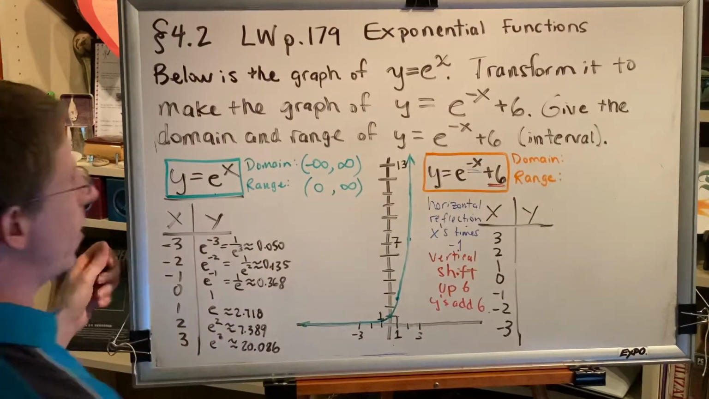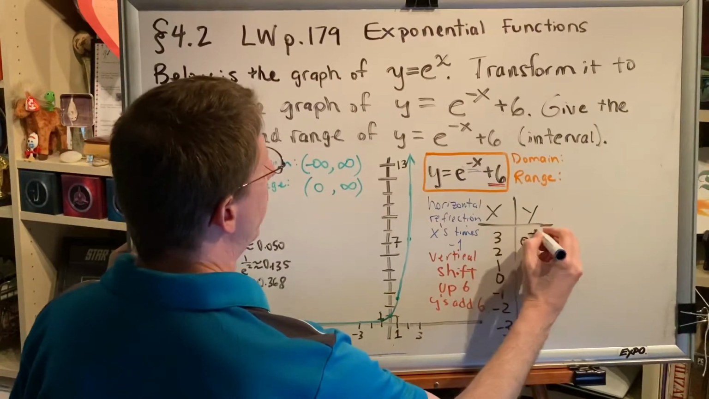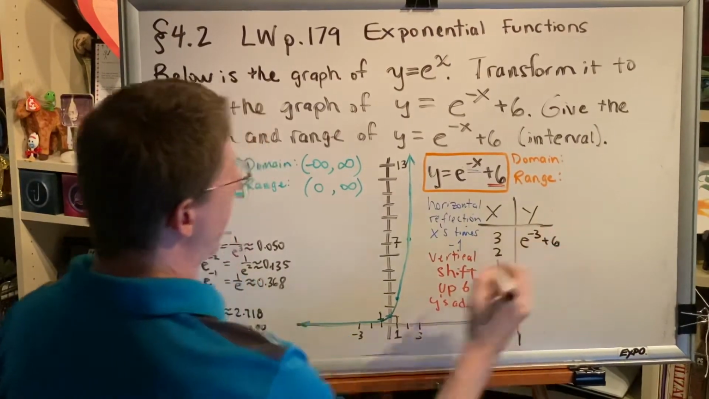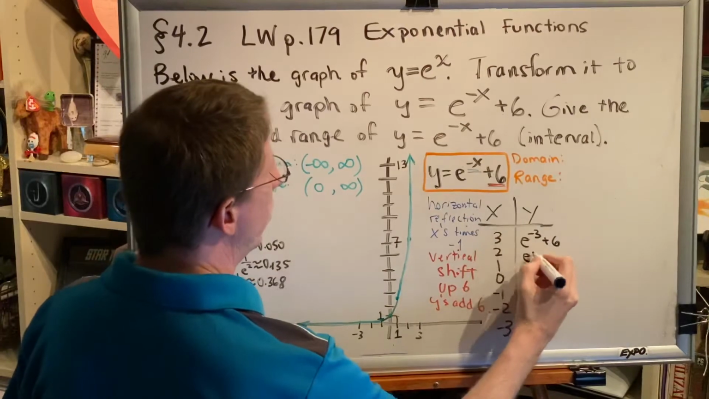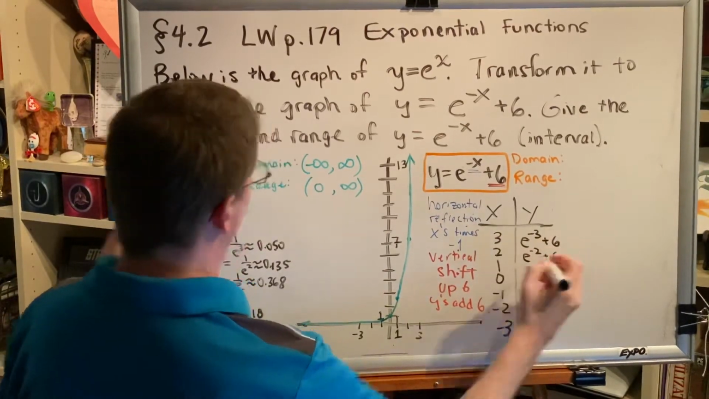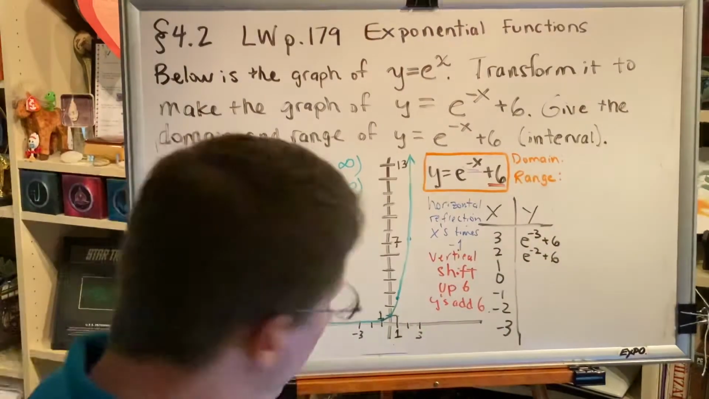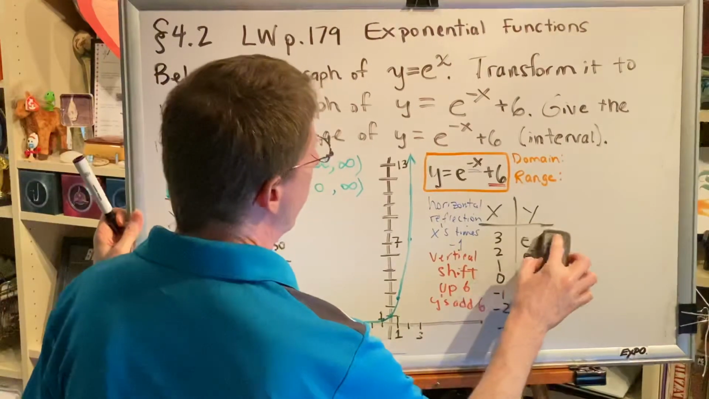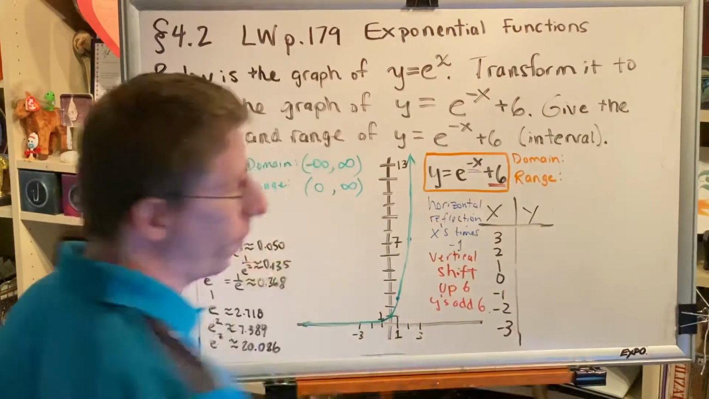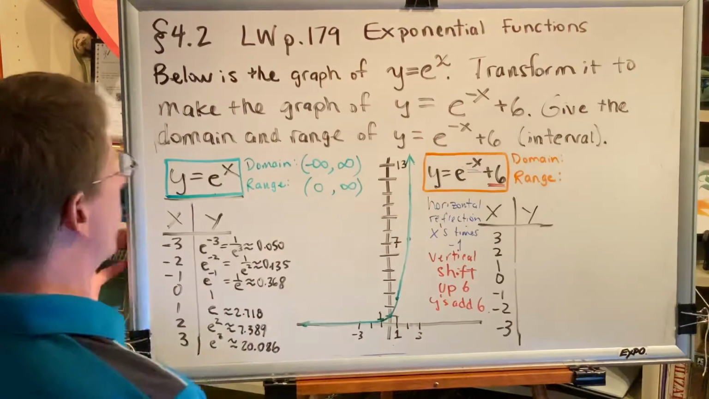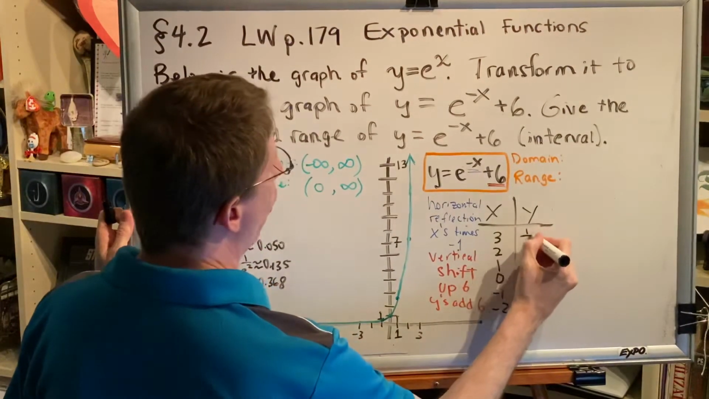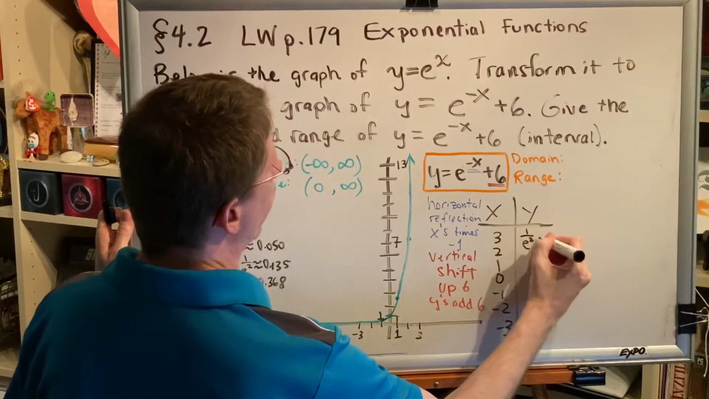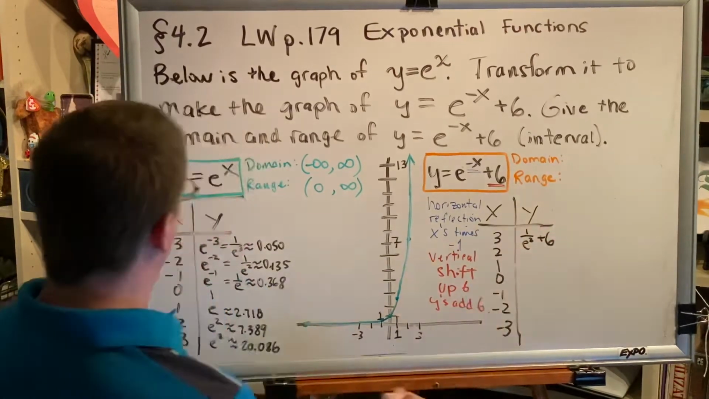All right, when it comes to these y's, we're just going to add 6. So for example, instead of e to the -3, now it will be e to the -3 plus 6. Instead of e to the -2, now it'll be e to the -2 plus 6. Actually, let me use these simplified fractions here. This is what Alex is going to want, the simplified fraction, the one that does not have the negative in the exponent. So instead of 1 over e cubed, we're going to have 1 over e cubed plus 6.